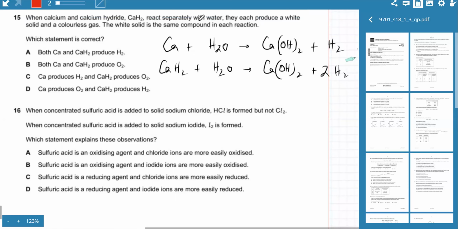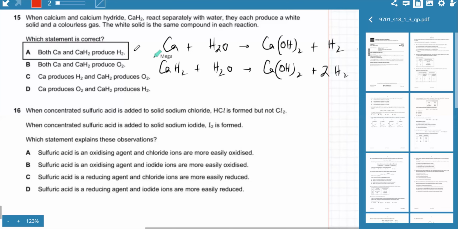I mean, they're actually stating that the white solid is the same compound in each reaction. So this is probably the white solid. And the other thing that's left is probably going to be hydrogen gas. So both calcium and CaH2 produce O2 gas. That's definitely incorrect. The first one looks correct. I have no issues with the first one.